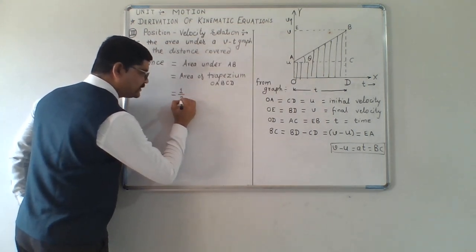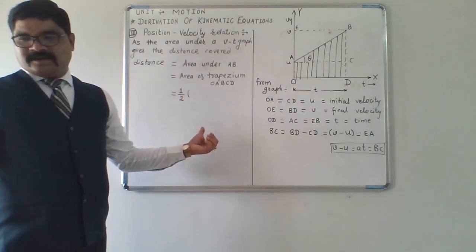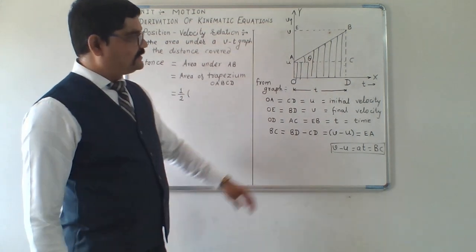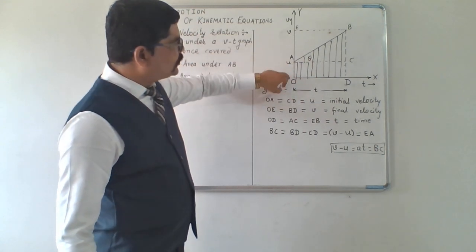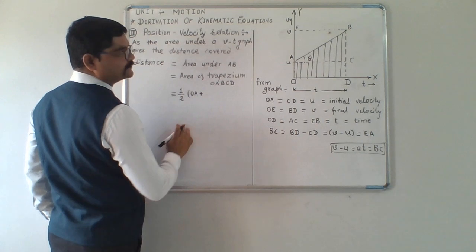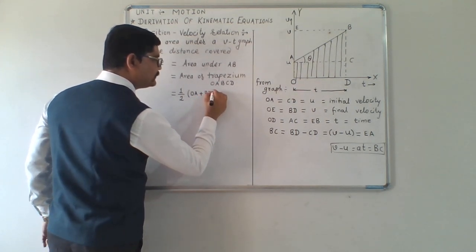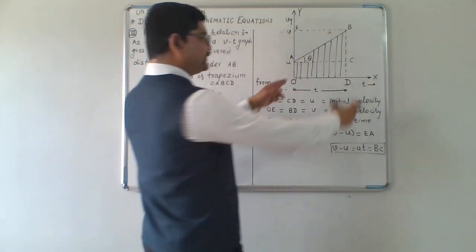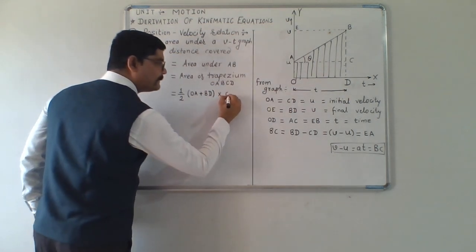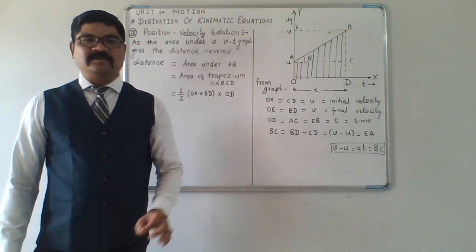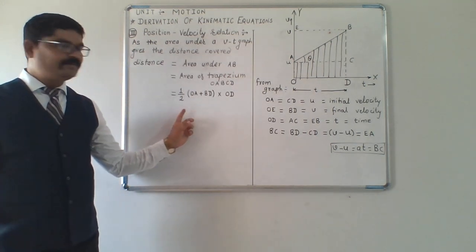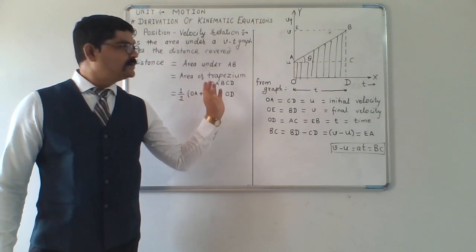Now the formula for the area of a trapezium is 1 by 2 the sum of the parallel sides multiplied by the distance between the parallel sides. Which are the parallel sides here? OA and BD. So I write it as the sum of parallel sides OA plus BD into the distance between these two parallel sides, which is this distance, so I write it as OD. This formula you will have to write as it is. Area of a trapezium is equal to 1 by 2 the sum of its parallel sides multiplied by the distance between the parallel sides.